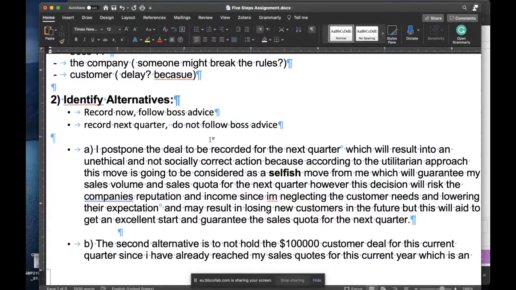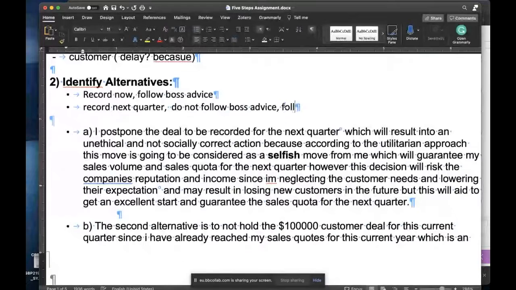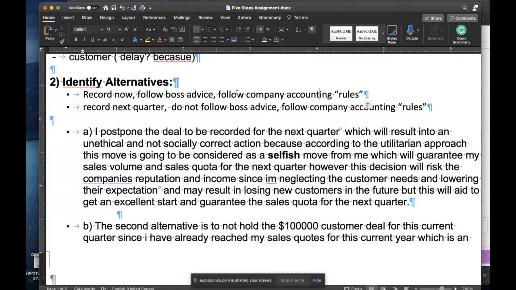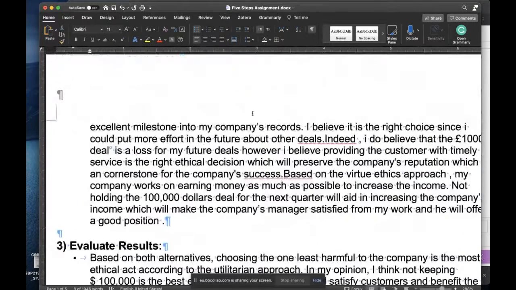It's a very strong statement. You have to be very sure and have a lot of data to say that was selfish, because we don't have enough data. So the step is very simple: record now, follow boss advice; record next quarter, do not follow boss advice. Follow company accounting rules, though we don't know how strong these rules are. And here it's kind of common sense, which is also a small assumption. Do not follow company accounting rules. So that would be just the facts, no need to judge at this stage. Next one, evaluate.